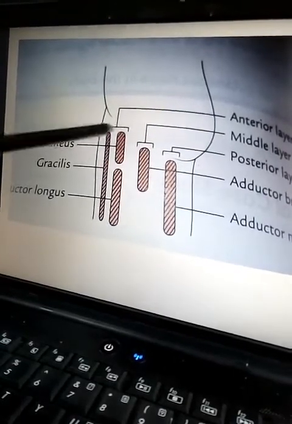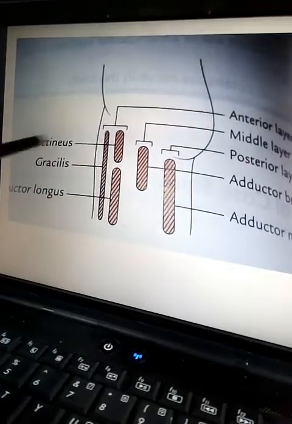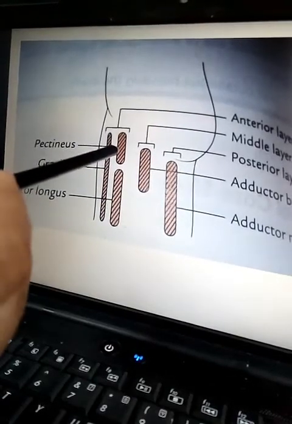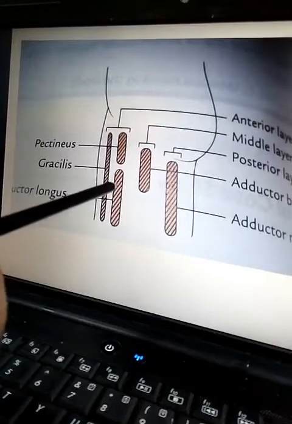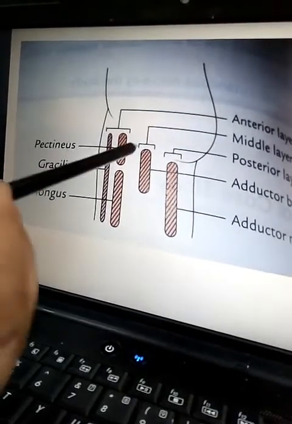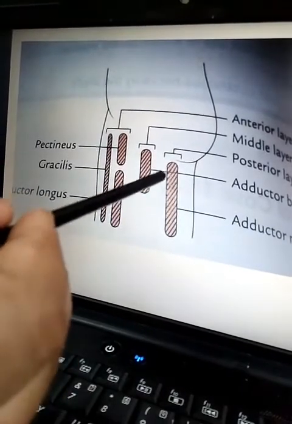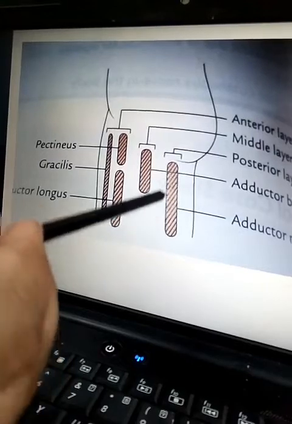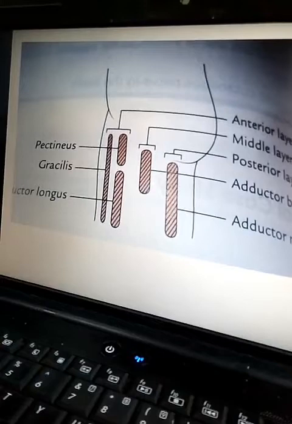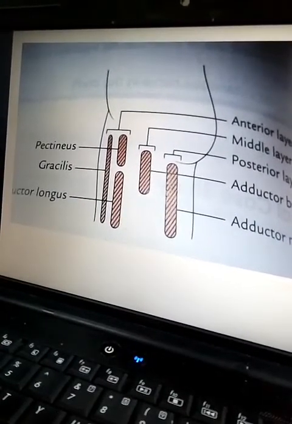The muscles of the medial compartment are arranged in three layers. The anterior layer consists of pectineus, adductor longus and gracilis. The middle layer consists of adductor brevis, and the posterior layer consists of the big muscle, that is the adductor magnus. All the muscles of the adductor compartment are supplied by the obturator nerve.